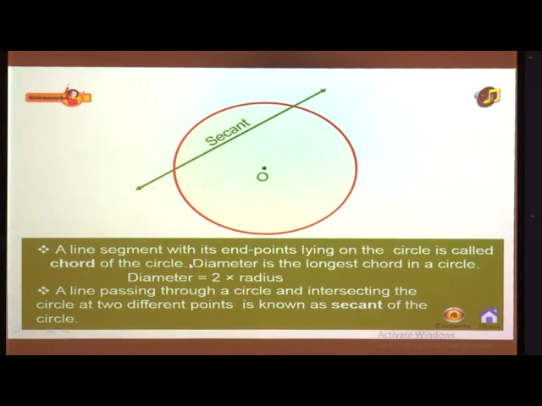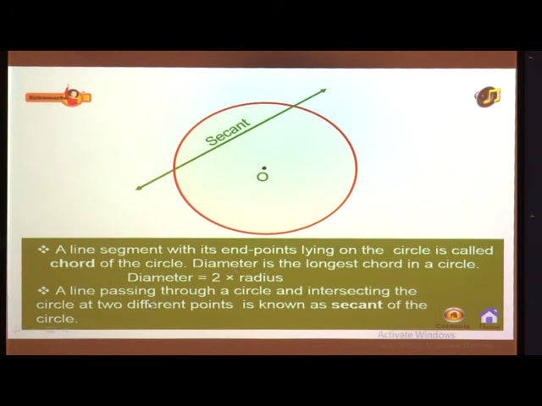A line segment with its end points lying on the circle is called a chord of a circle. Now you can see, this is a line segment. Here this is the end point and this is the end point. This is called a secant and this is called a chord. This is a chord which does not pass through the center. If it is passing through the center, then it is called the diameter.